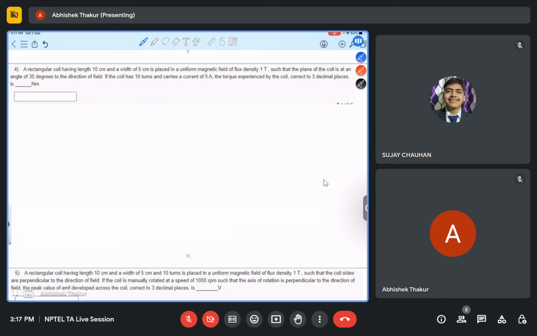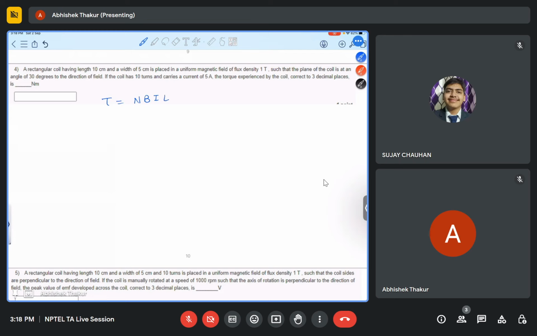So we know that while finding torque, it is I cross dl. So the angle between the current and the plane of the coil is 30 degrees here. It is given in this question. If the coil has 10 turns and carries a current of 5 ampere, the torque experienced by the coil, correct up to 3 decimal places. We have to answer up to 3 decimal places. So we have to find the torque. Torque is given as N B I cross dl.